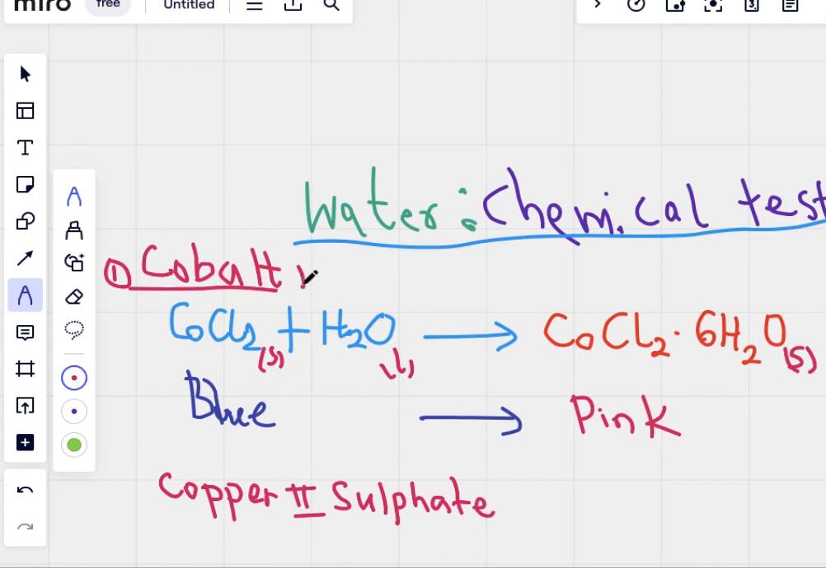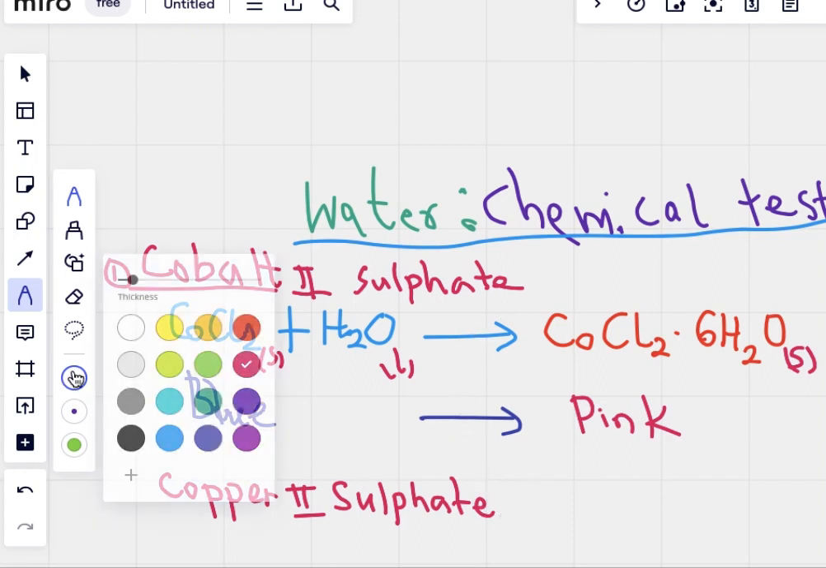This is cobalt 2 sulfate as well. Test number 1 is using cobalt 2 sulfate, and test number 2 is using copper 2 sulfate. When we use cobalt, it changes the color of the cobalt paper from blue to pink. But when we are using copper, it changes the color from white to blue.